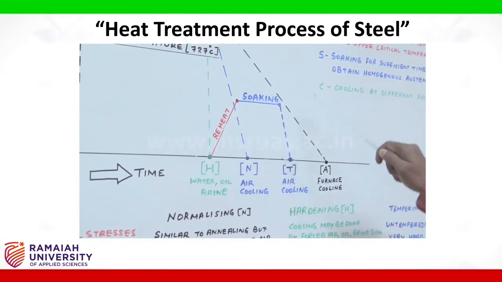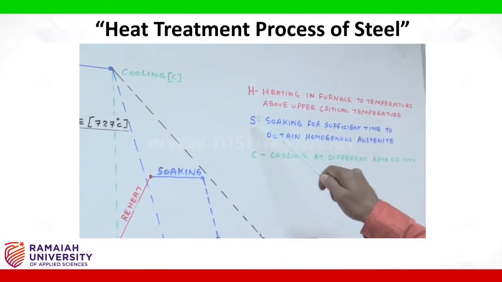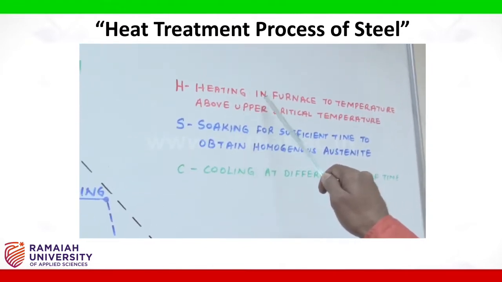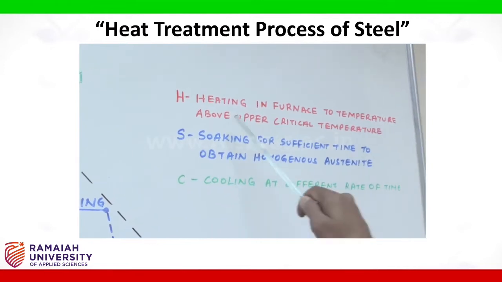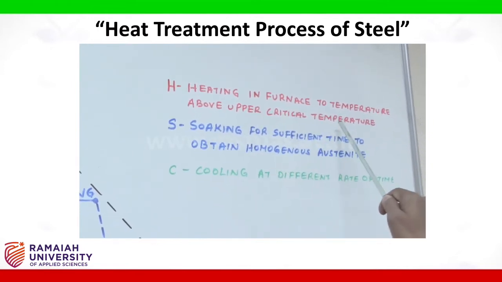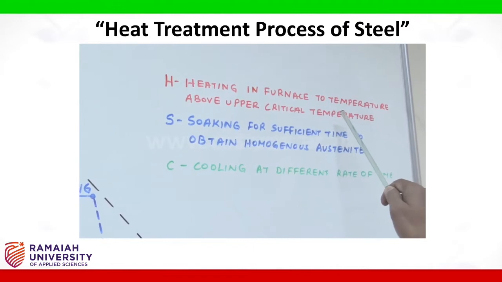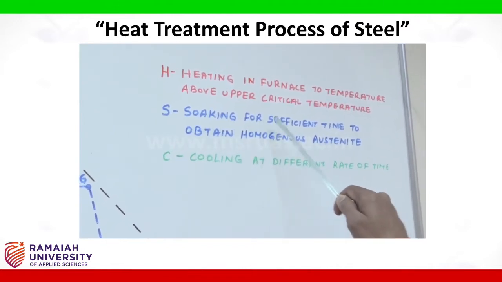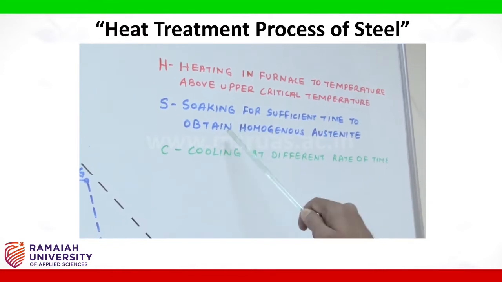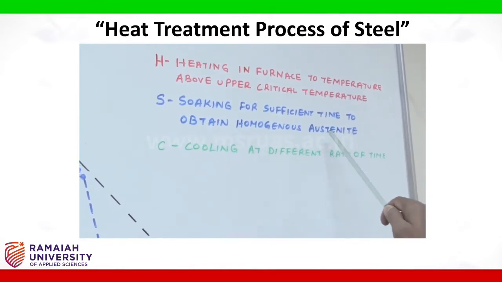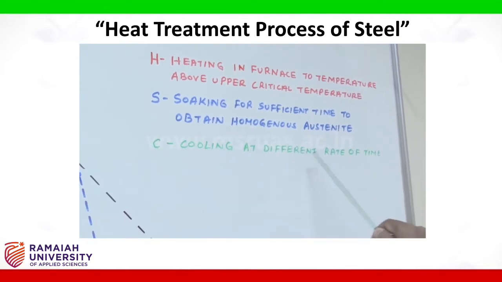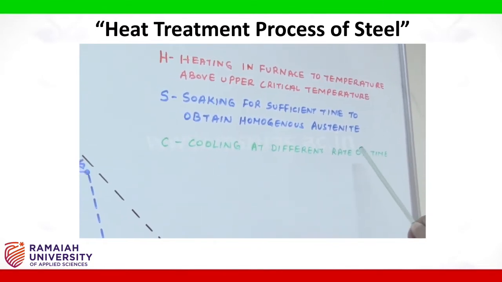Let us know more information on heating, soaking and cooling. Heating, as I said earlier, heating in furnace to temperature above upper critical temperature, that is 727 degrees centigrade. Soaking has to be carried out for sufficient time to obtain homogeneous austenite on the material. Cooling at different rate of time on the material.